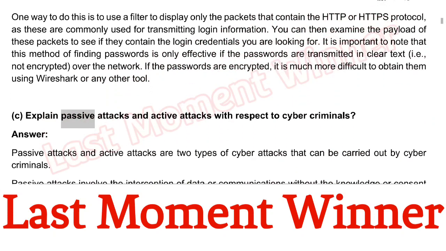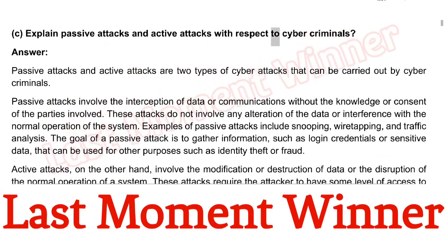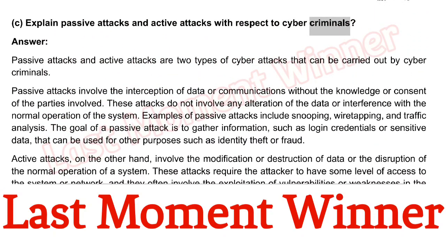C. Explain passive attacks and active attacks with respect to cyber criminals. Answer. Passive attacks and active attacks are two types of cyber attacks that can be carried out by cyber criminals. Passive attacks involve the interception of data or communications without the knowledge or consent of the parties involved. These attacks do not involve any alteration of the data or interference with the normal operation of the system. Examples of passive attacks include snooping, wiretapping, and traffic analysis.